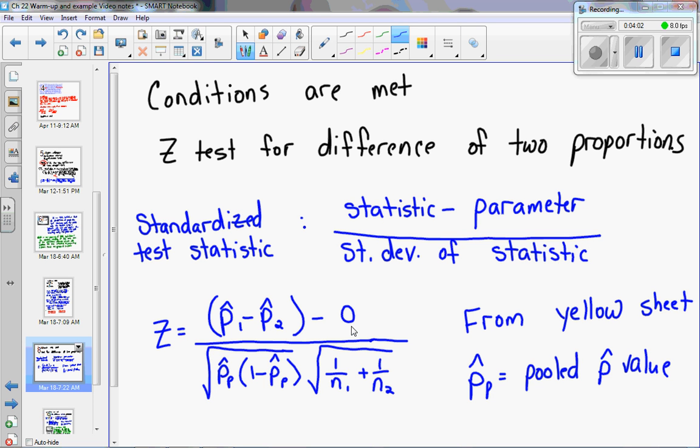Now the parameter, that's like what you have in your null hypothesis. So my parameter was to say that there's no difference. Well, if there's no difference, that means the difference is 0. So my parameter is just 0. And this is actually from your yellow sheet.